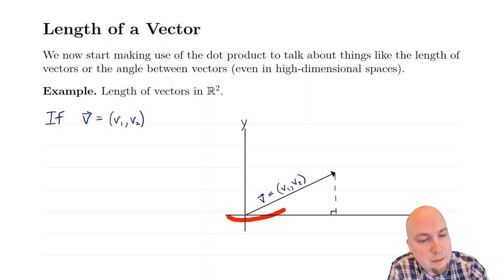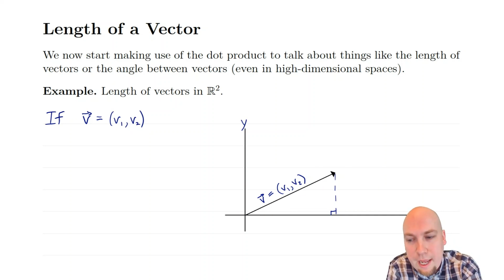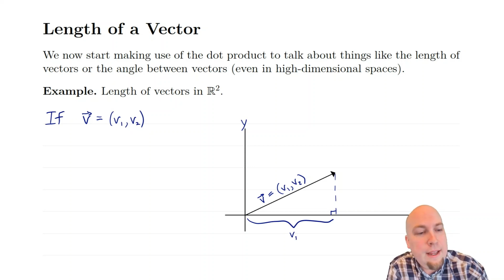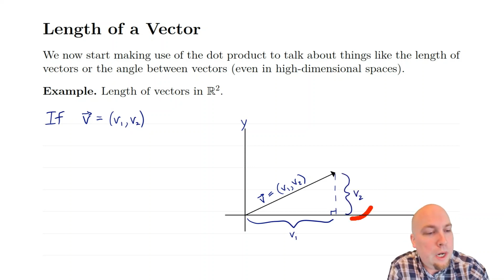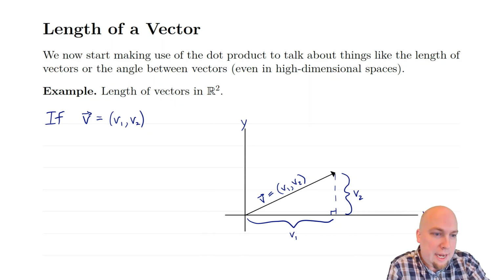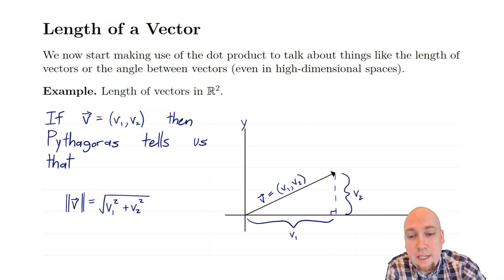So we've got some vector with entries v1 and v2, and what that means is it points v1 units over in the x direction and v2 units up in the y direction. In other words, this distance here is v1, and this distance here is v2. And we know a theorem from earlier in our education that tells us how to compute the length of the hypotenuse of this right angle triangle that I've drawn. This is a right angle triangle, and that theorem is the Pythagorean theorem.